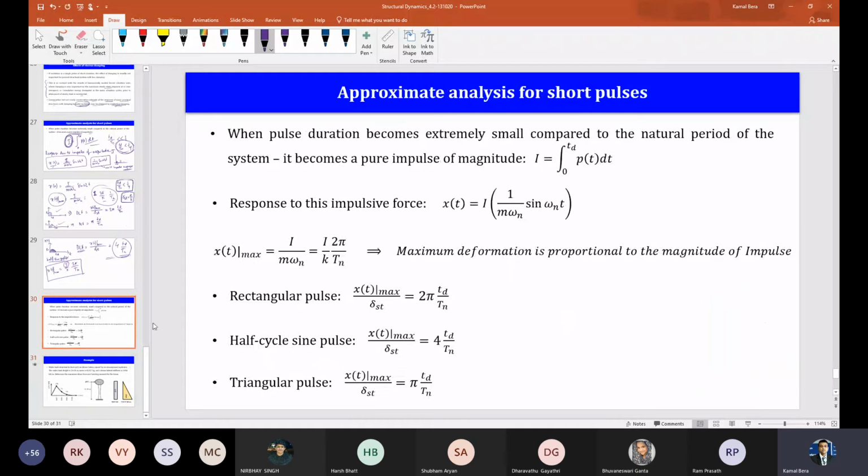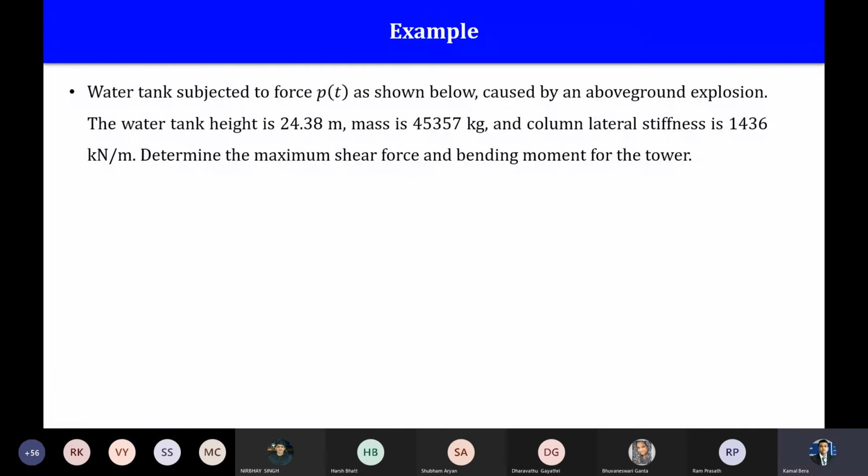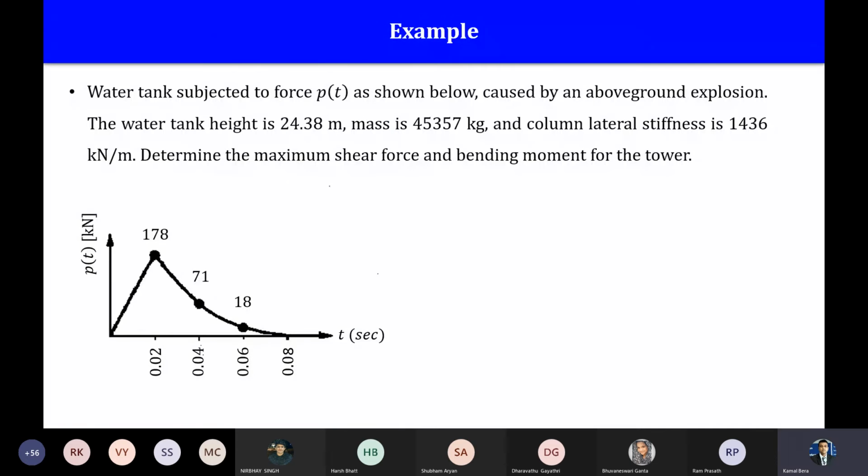Now we will solve one problem based on what we just learned. Please do that. First check whether what we just learned is applicable or not. That is, TD by Tn should be less than 1/4. You have to see that. If it is not, then you cannot use that approximate method. I mean, you cannot consider the load as a single impulse.